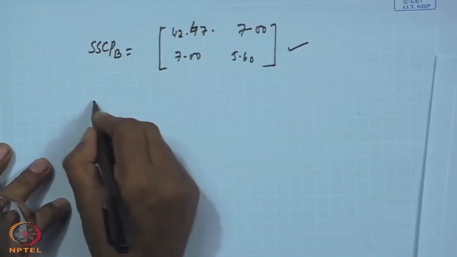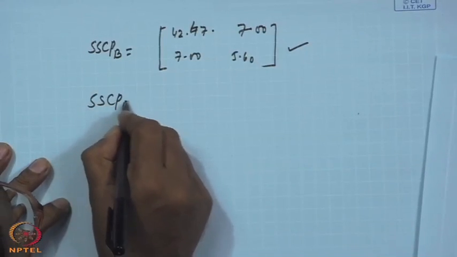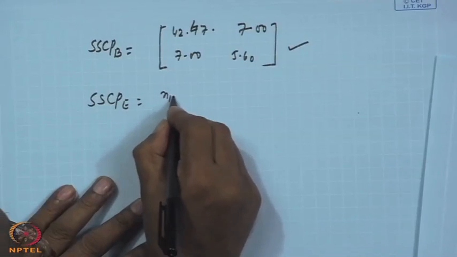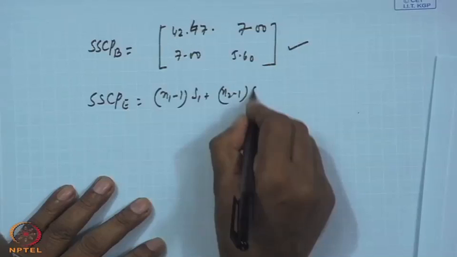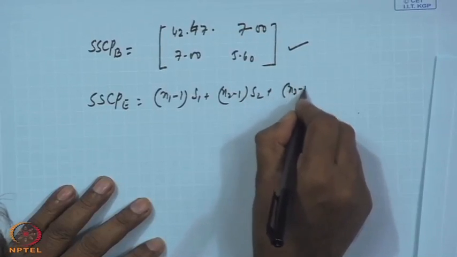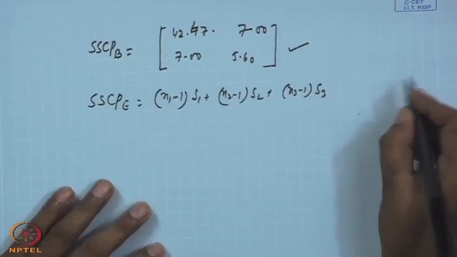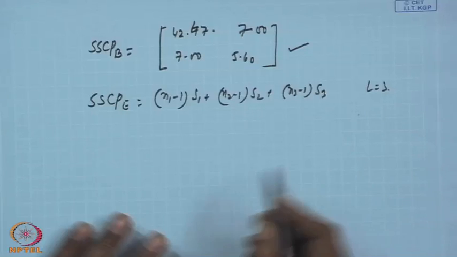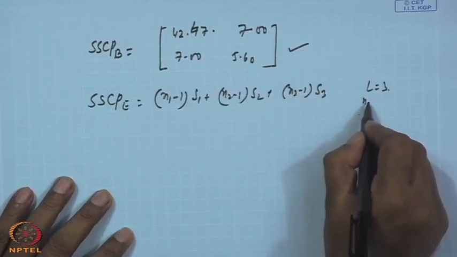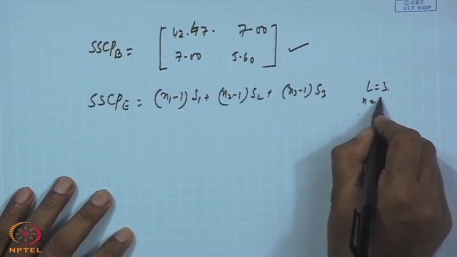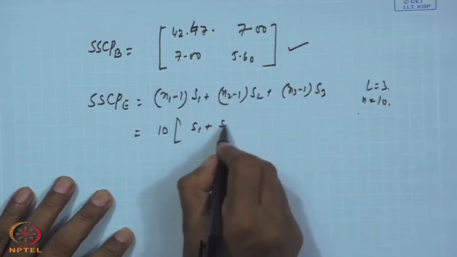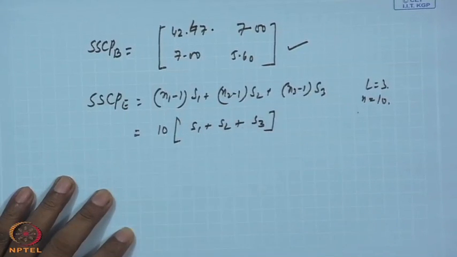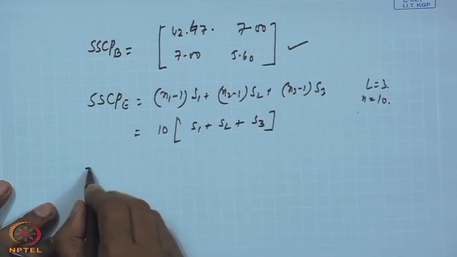Now, we want to calculate SSCP E. I told you this will be n1 minus 1 S1 plus n2 minus 1 S2 plus n3 minus 1 S3. In this case, L equal to 3, capital L. So, we will go like this, and n1, n2, n3 are all equal to n equal to 10. So, this is nothing but 10 into S1 plus S2 plus S3. So, I will write down now equal to 10.